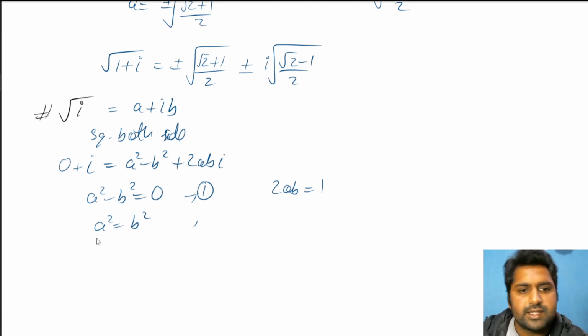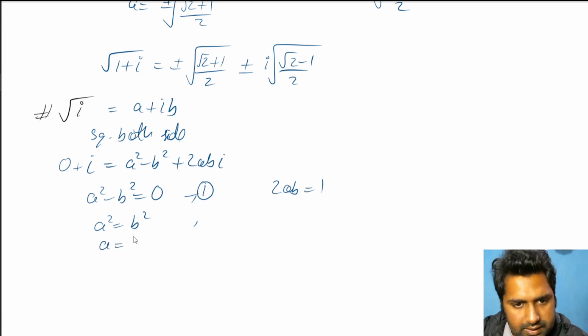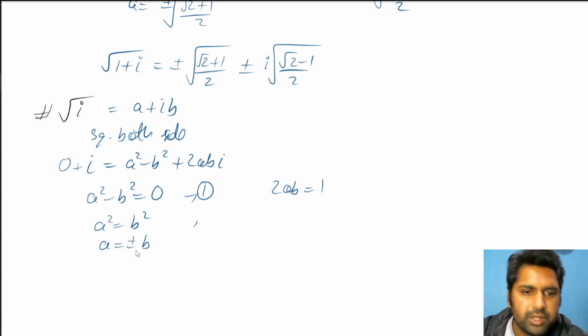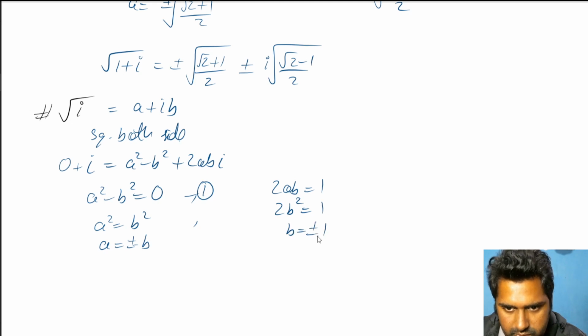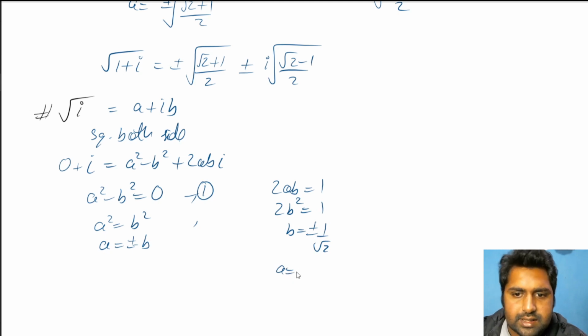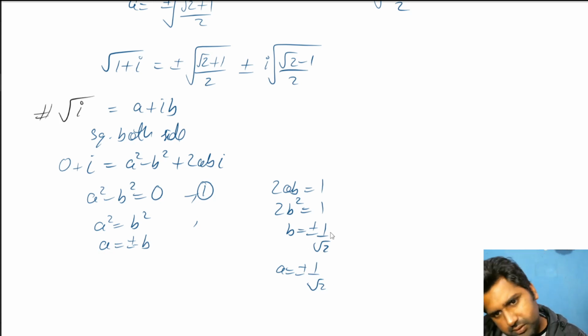If a square is equal to b square, you get a is plus minus b. It can be equal to b also, and it can be equal to minus b also. So accordingly, if you replace a with b here, you'll get 2b square equal to 1. So b is plus minus 1 by root 2. And similarly, you get a also as plus minus 1 by root 2.